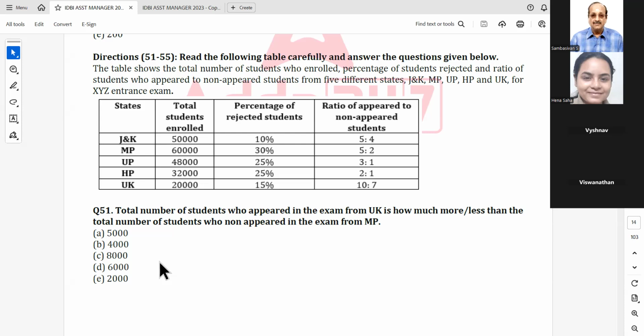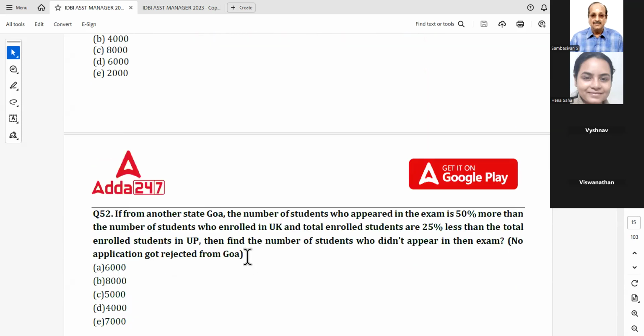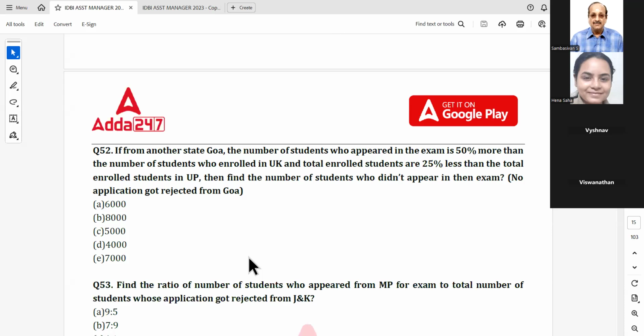After taking the percentage, the students rejected is this much. So how much is the percent? How many students were taken in 45,000? Then that is divided again as appeared and non-appeared: 25,000, 20,000, like that. For all the 5 states, I have written and kept it ready. So that is why 51 we could do easily. 52, what is the answer?